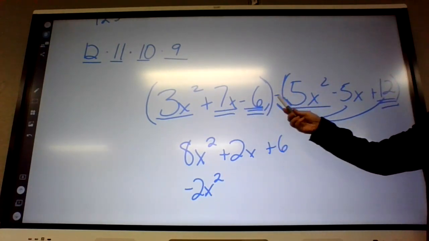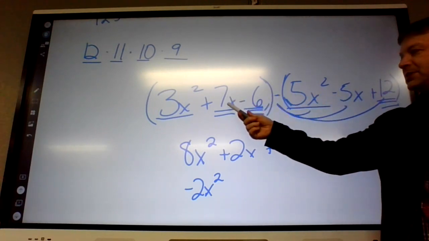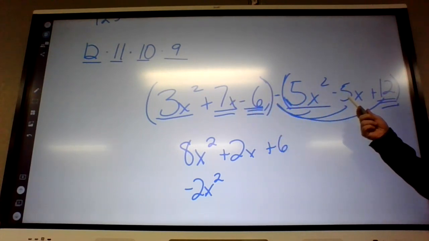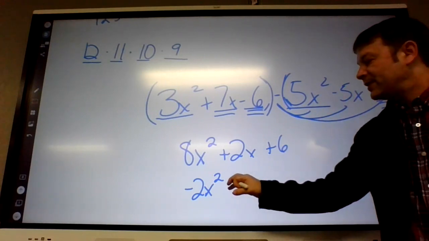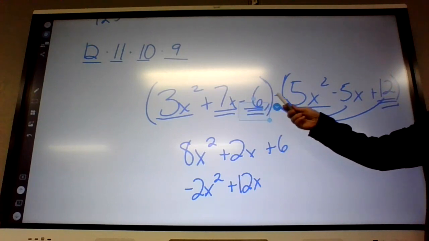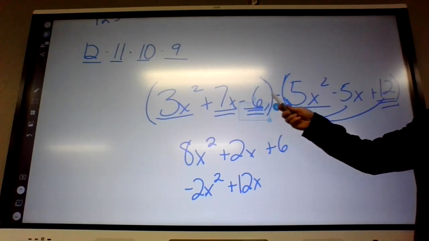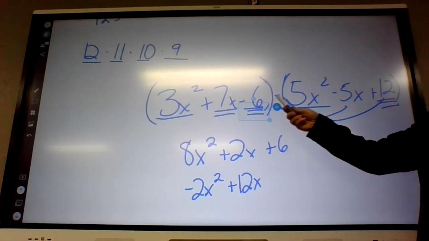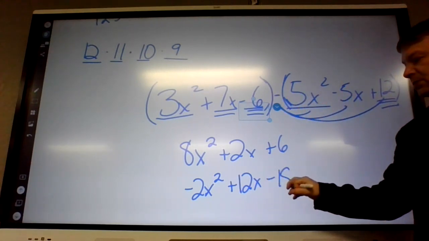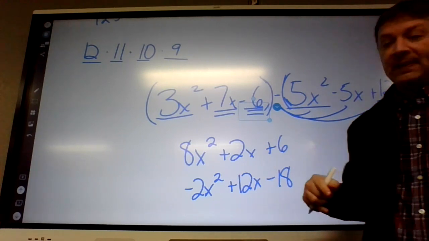7x minus negative 5x. What happens when we subtract a minus? It's a plus. So it's actually 7x plus 5x. This is where people usually get it wrong. So 7x plus 5x is positive 12x. And negative 6 minus 12 is negative 18. Alright, that's about as hard as it gets. That's pretty much the whole lesson right there.